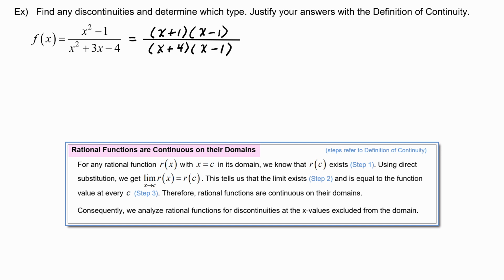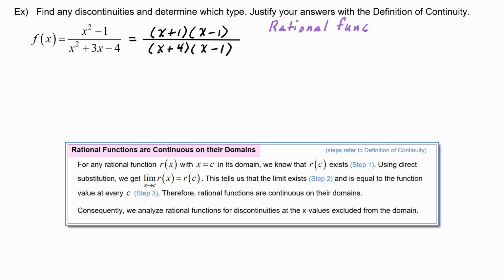Now, just a quick reminder that you cannot cancel this common factor in the function. We can only do that kind of canceling when we're performing the limit. So because this is an equality, we have to leave all these factors in here, but it helps us to determine the domain. We know that rational functions are continuous on their domains.